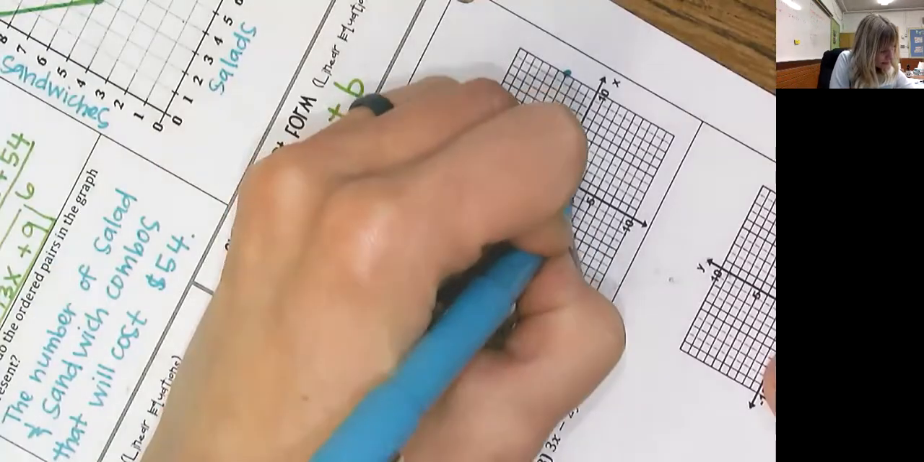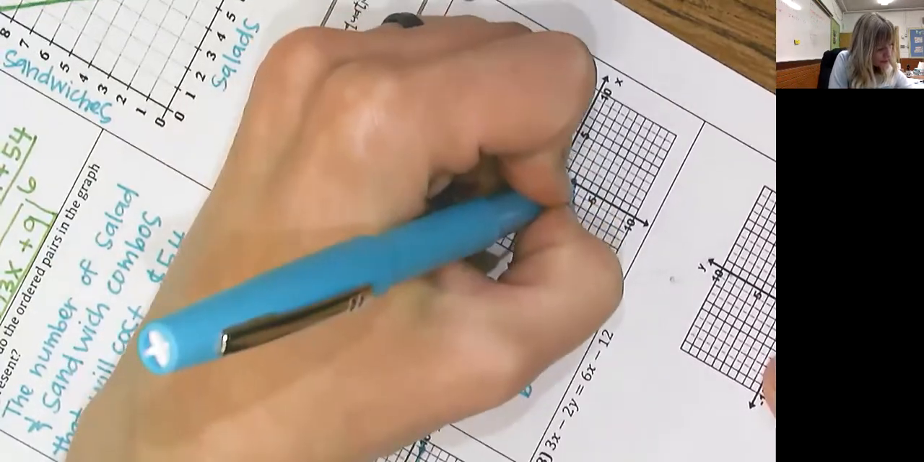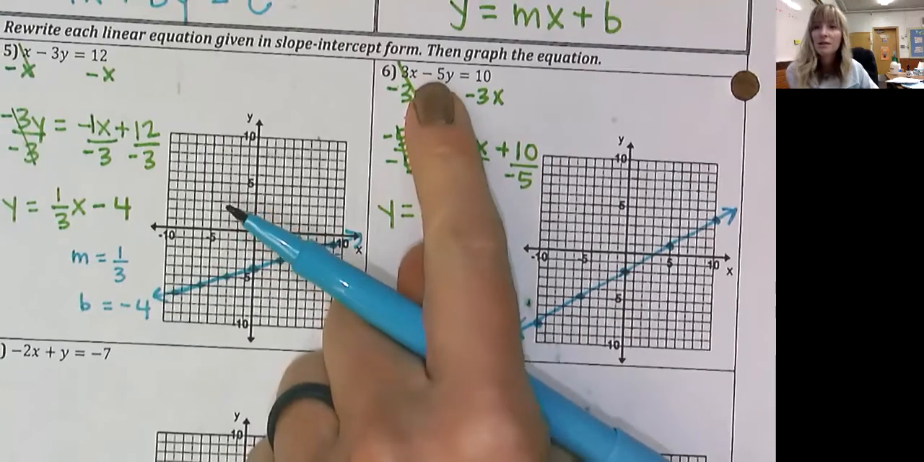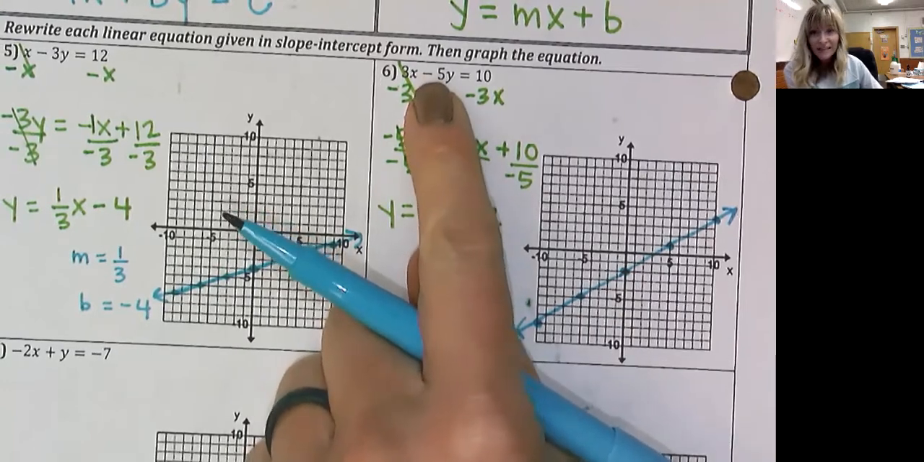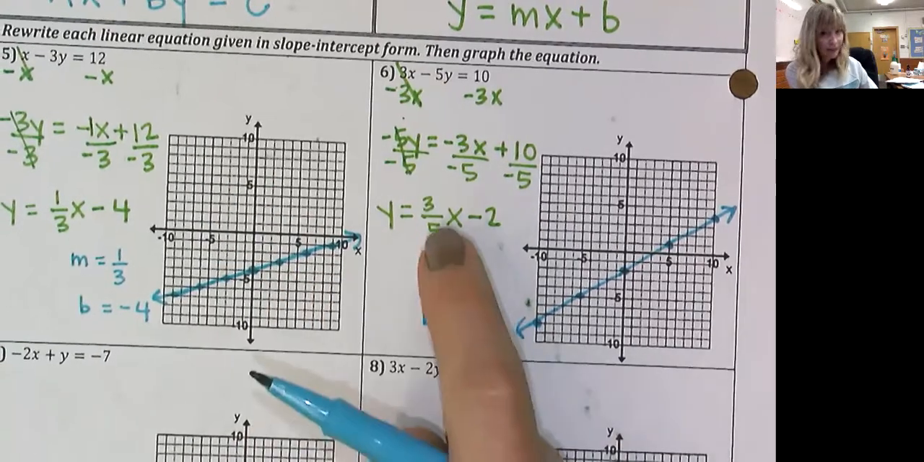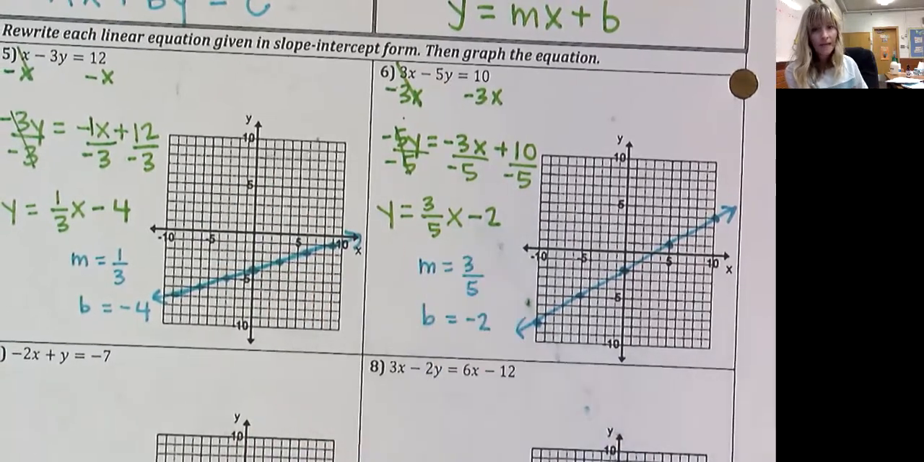And now I'm going to connect my dots and show that this blue line, I want to make sure you guys understand, this blue line still shows all the solutions to this original equation. I just didn't know how to graph it until I took this standard form and turned it into slope-intercept form.